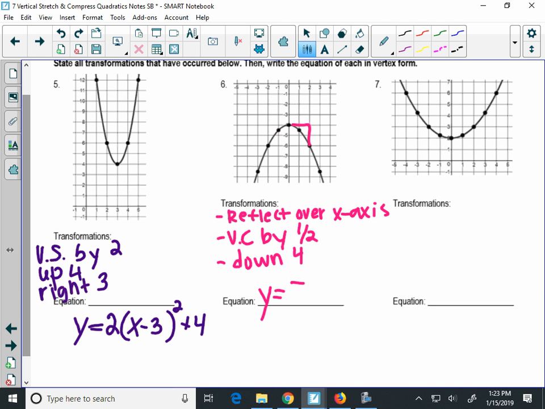A negative. Yep. And then a negative 1/2, because that's my vertical compression. Now, do I have to put parentheses if I didn't go left or right? Nope. X squared, and then down 4 would be a -4. So there's your equation.